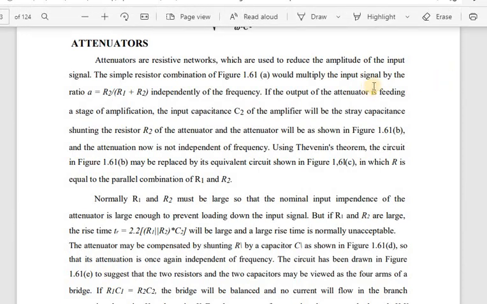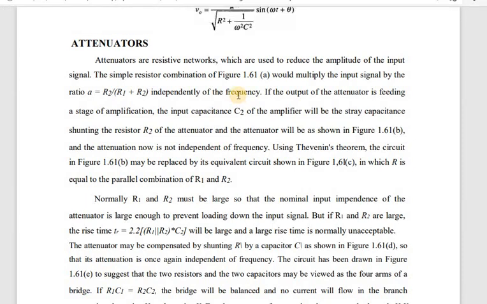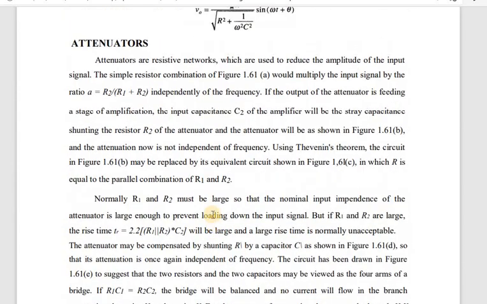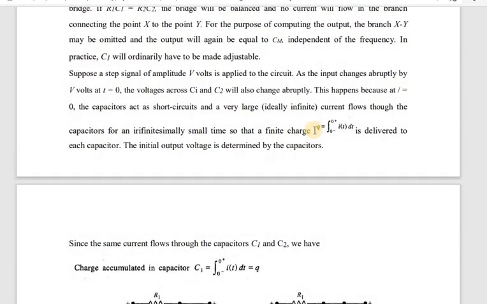That will be multiplying the input signal by the ratio A equals R2 divided by R1 plus R2, independently of your frequency. Without any frequency, you will be multiplying the input signal and you will be getting the output here as R1 divided by R1 plus R2. Now see, if the output of the attenuator is feeding a stage of amplification, the input capacitance C2 of the amplifier will be a stray capacitance that will be shunting the resistor R2 of the attenuator, and the attenuator is also shown in the figure.